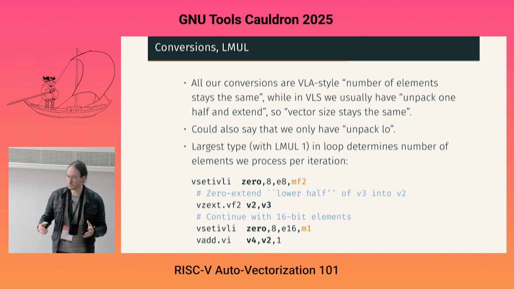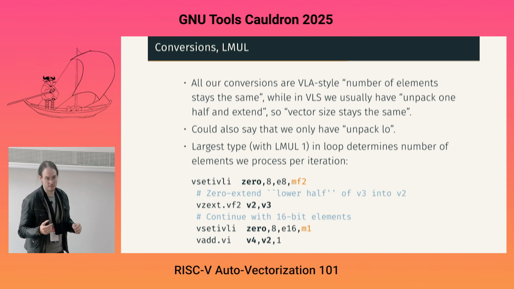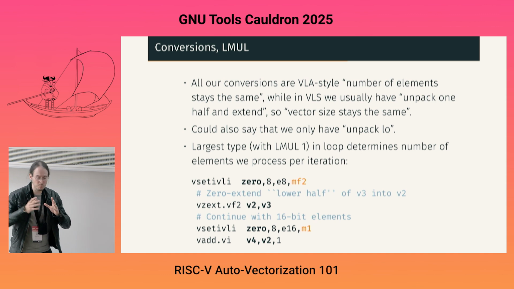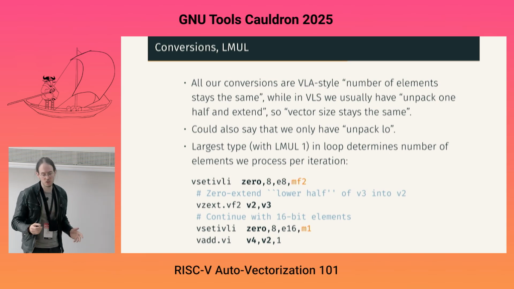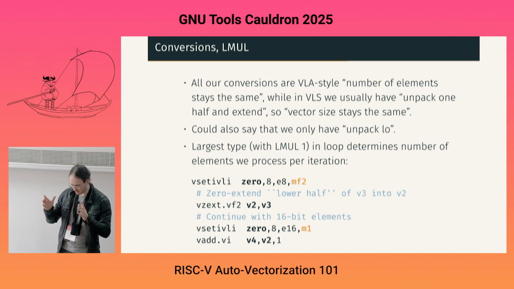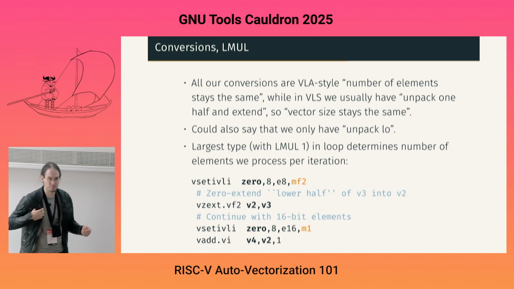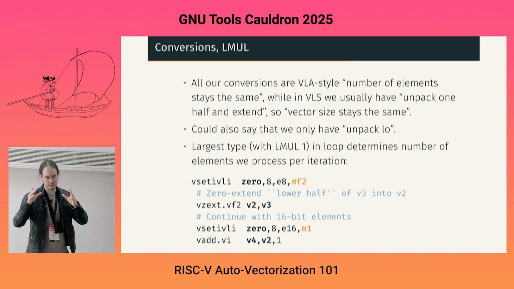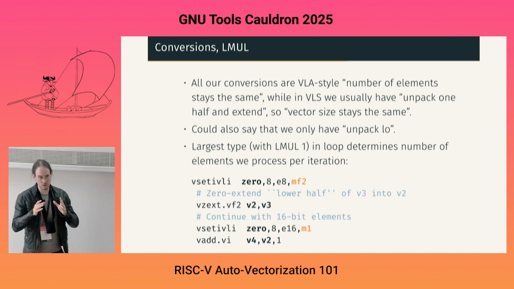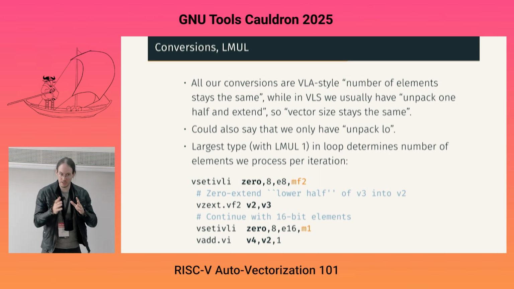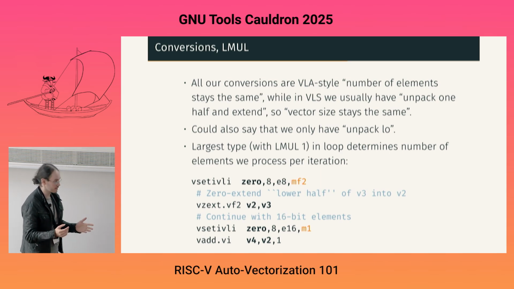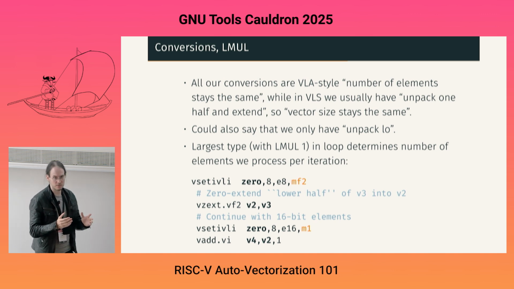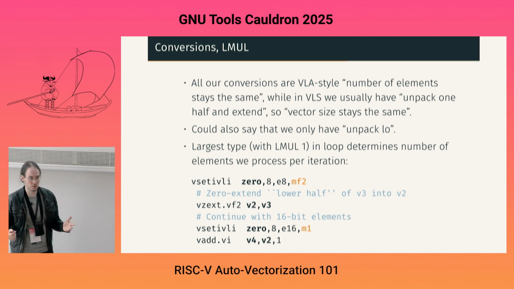What you could also say is we only have unpack low instructions and only always unpack the lower half. So the question now is, if you have a full vector of, let's say, 8-bit elements, what are you going to do? Are you going to allow larger vectors if you zero extend? That would be an LMUL 2 then, if you have a full vector. Or are you not allowing the full vector of 8-bit elements in the first place, but only a half one? So that's a crucial design choice, what to do.